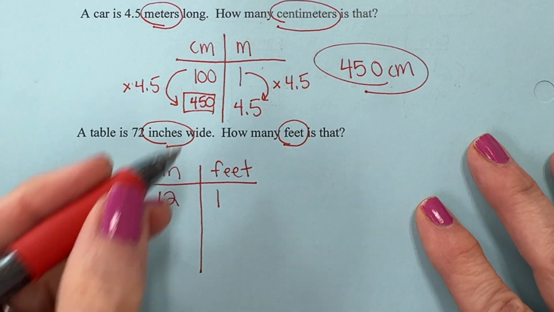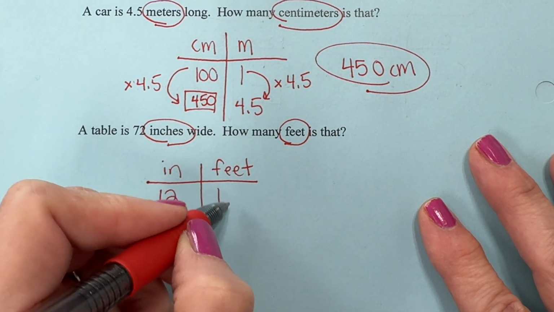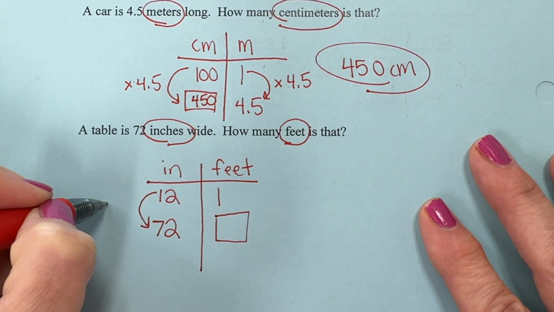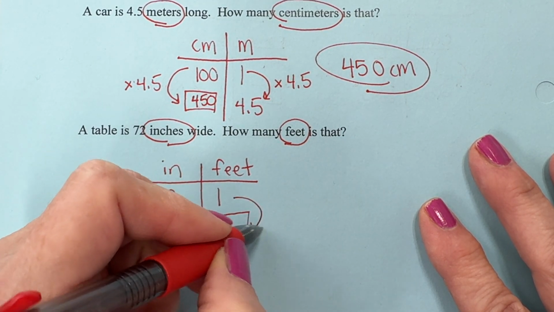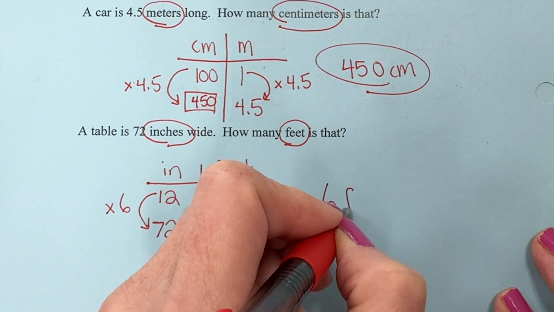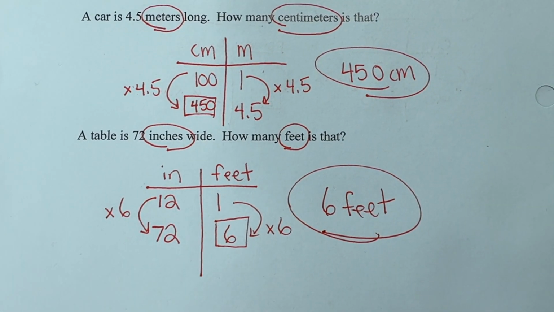Okay, we are given 72 inches. How many feet? Multiplier is, do you know it? 6. 1 times 6, 6. So 6 feet. I hope this is getting easier for you.